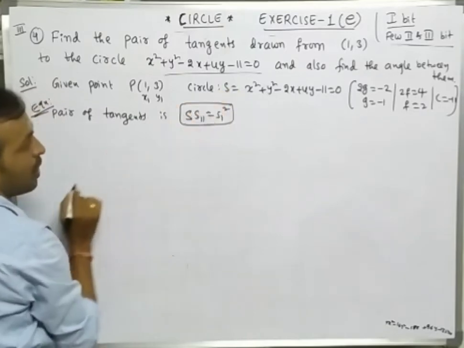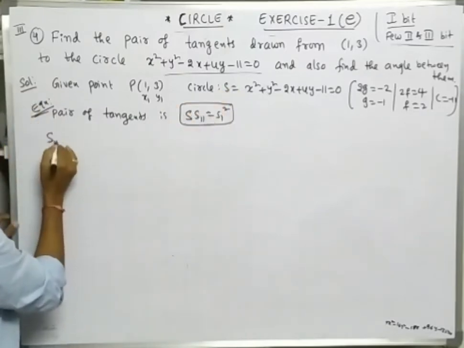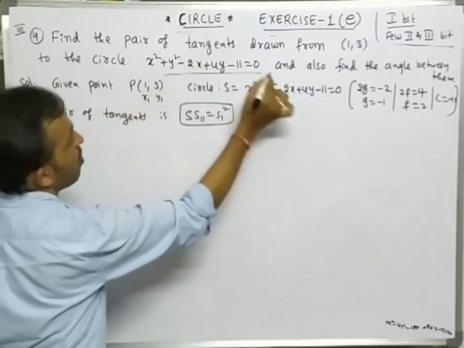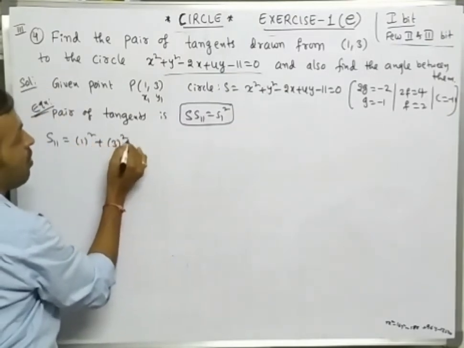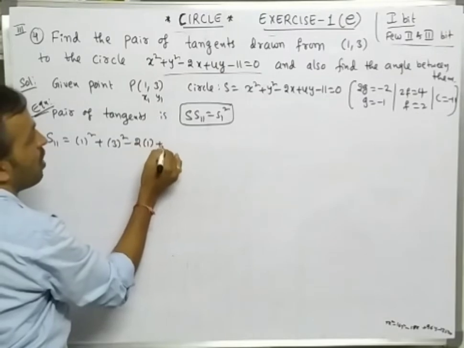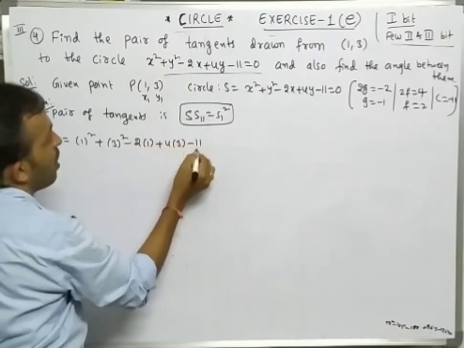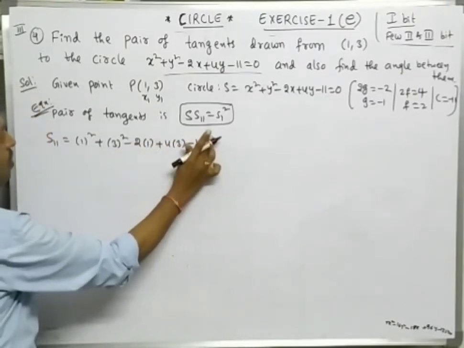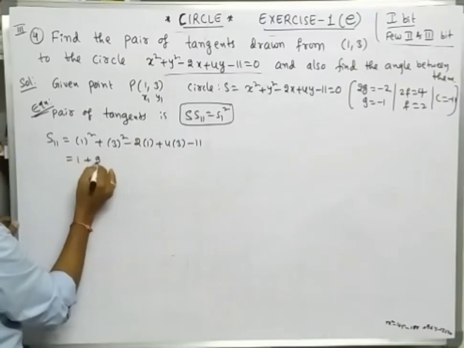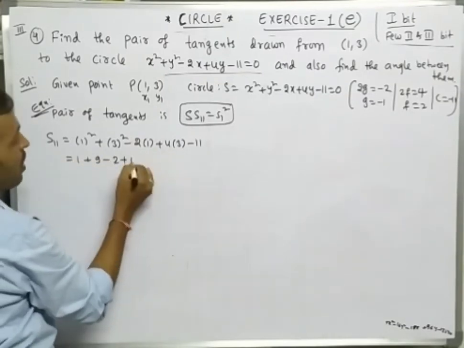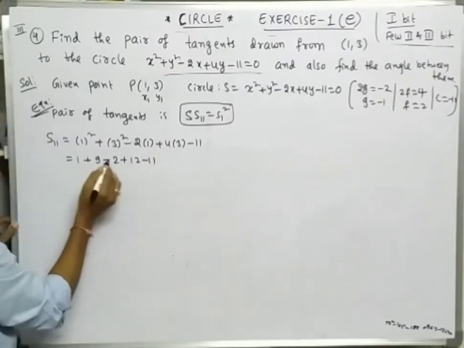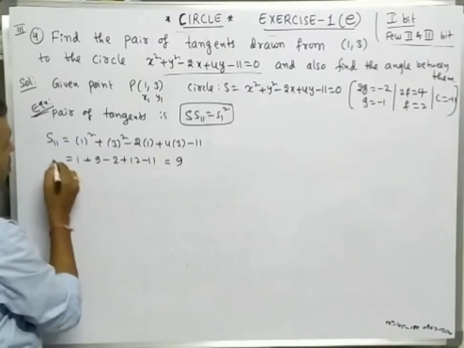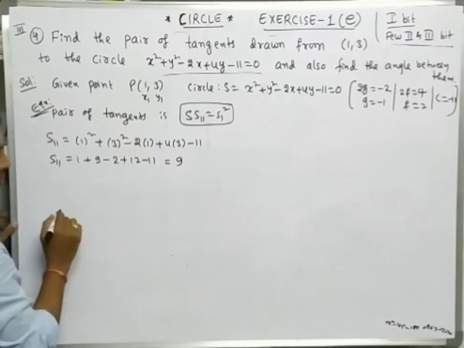So this is S. Next find S11. S11 means substitute this point in this one, that is 1 square plus 3 square minus 2 into 1 plus 4 into 3 minus 11. Which is equal to 1 plus 9 minus 2 plus 4 3s are 12 minus 11, that is 1 minus 1, plus 1 cancel, this is equal to 9. So S11 is equal to 9.